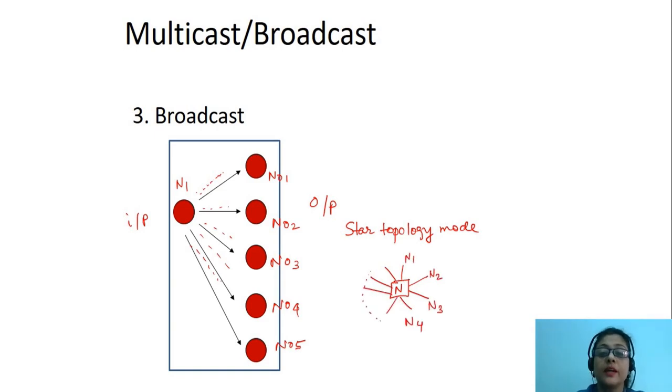So whenever any data comes to the central node N, it broadcasts or floods the data to all the nodes that are connected to this particular node. For example, when we watch TV, it is broadcast. It is broadcast to all the viewers who are having that TV connection. So this is about broadcast connection.